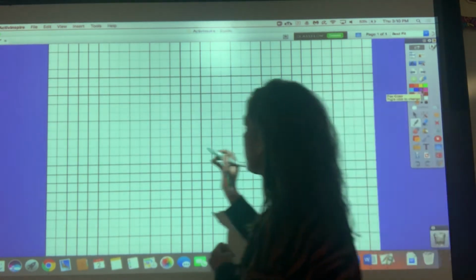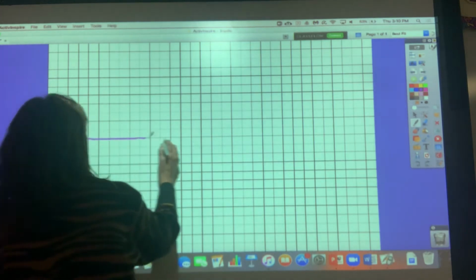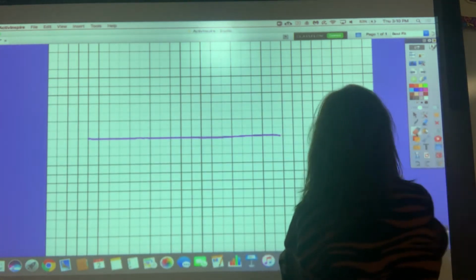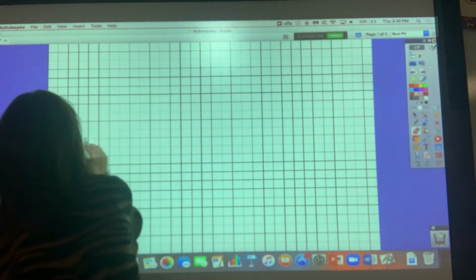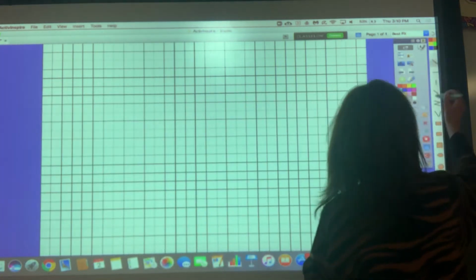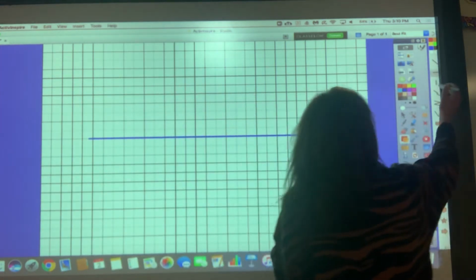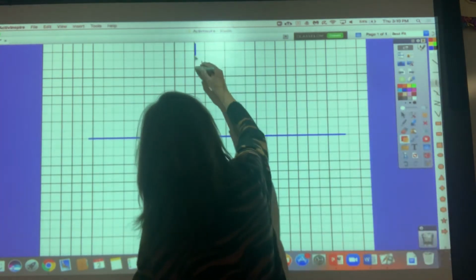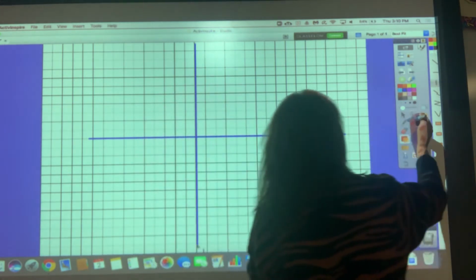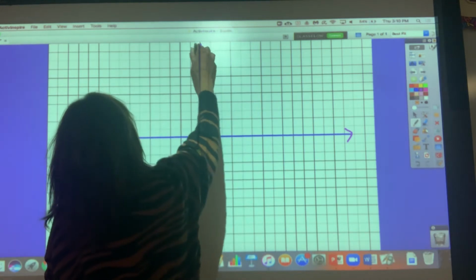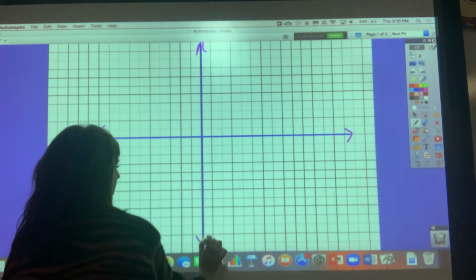So make yourself a coordinate plane. And we're going to put some composite figures on here and find the area. So we're just going to be combining several things that you already know how to do.